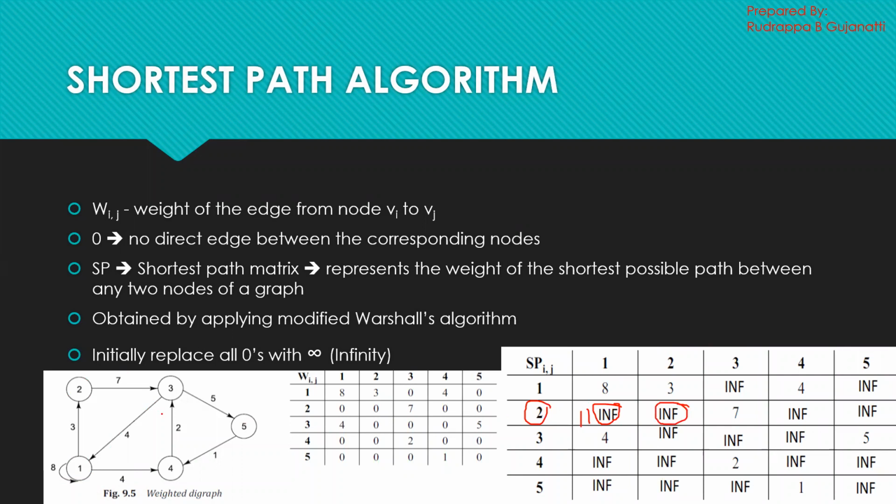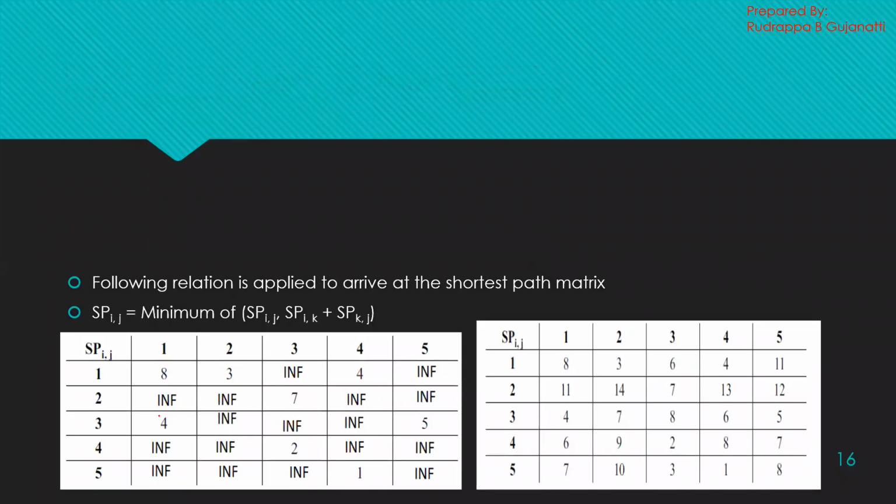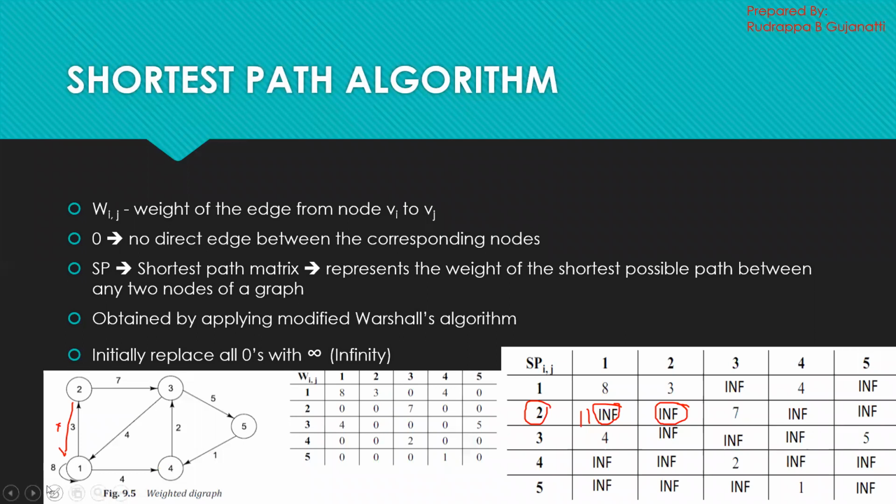Can I move from 2 to 1 and then 1 to 2? No, because I don't have a direct path between these. I have this path, but I cannot be updating over here. So here what we do is, we need to check all the alternate ways.